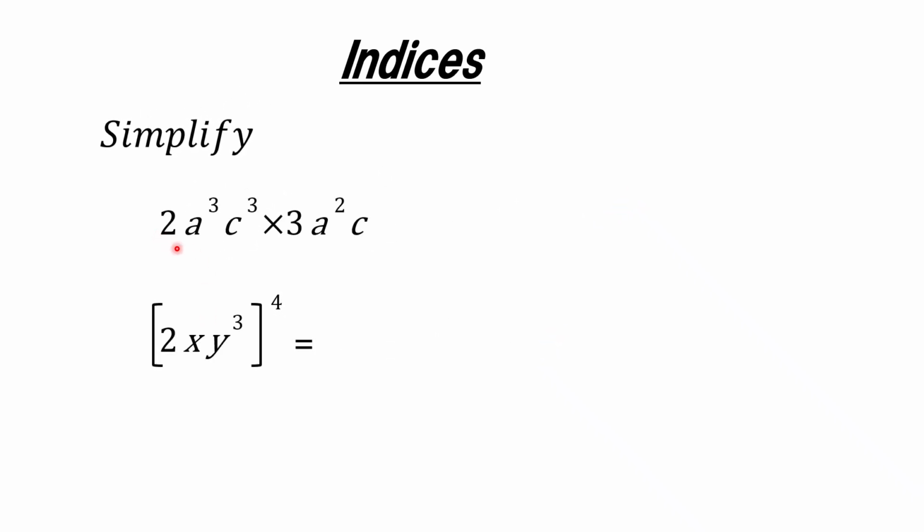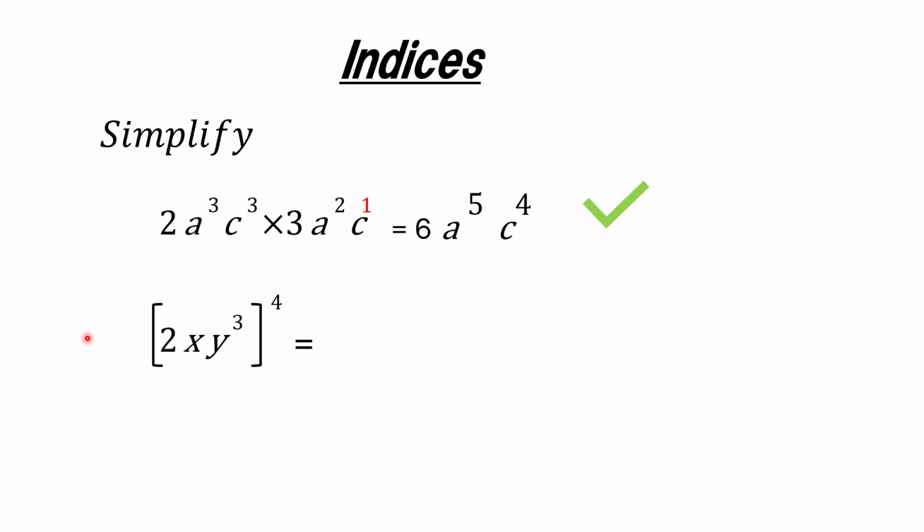The first question here is 2a cubed c cubed times 3a squared c. 2 and 3 look alike, they are just numbers. So the first thing is multiplying them. 2 times 3 is 6. A and A look alike. So we do a to the power of 3 times a to the power of 2. The law of indices says add. So it's 3 plus 2. And finally c to the power of 3 times c. Oh, we don't have a power. What can we do? Don't panic. If you don't see a number, it's just 1. So it's c to the power of 3 times c to the power of 1. Add the power. It's 3 plus 1. 3 plus 2 is 5. 3 plus 1 is 4. Finished.